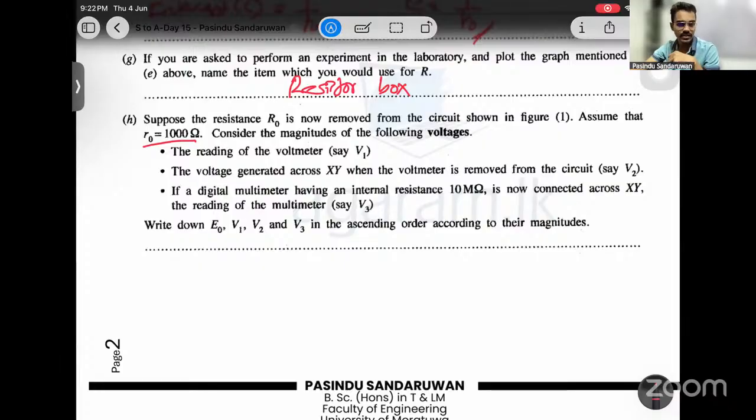giga values, then that is more towards the higher side, and the error is less, right? So the highest error is when the voltmeter is connected now, right?